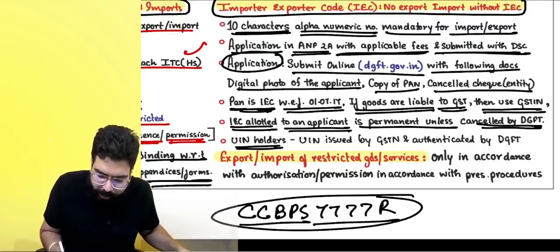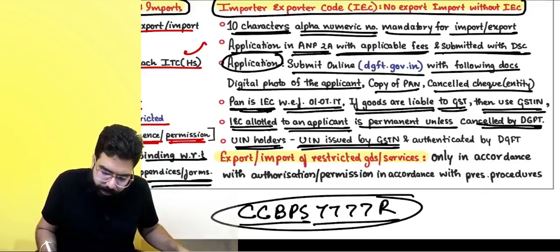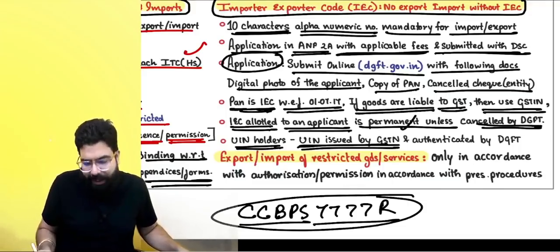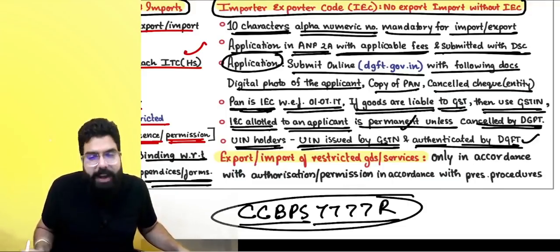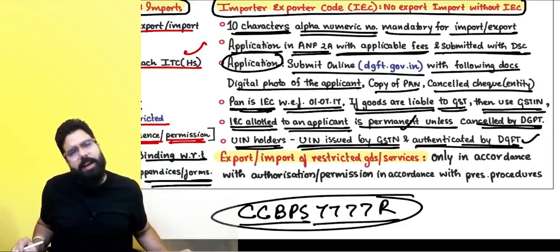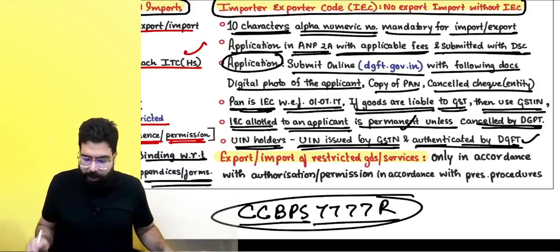Sir, UIN holder: UIN is issued by the GSTN, the Goods and Service Tax Network, and authenticated by the DGFT. UIN holders can use that UIN number only as their import export code, the unique identification number. Yes, sir. Point is clear.